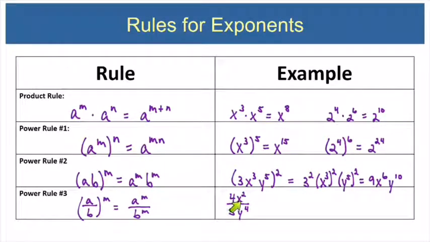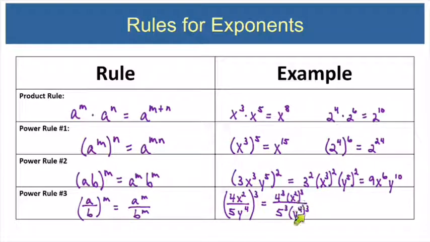Here I have 4x squared over 5y to the fourth, all raised to the third power. So see how it looks exactly like power rule number 3? We have a fraction raised to an outside power. And so power rule number 3 tells us that we can apply this outside power to each factor inside the parentheses. So I'm going to say that's 4 to the third times x squared to the third over 5 to the third times y to the fourth to the third.